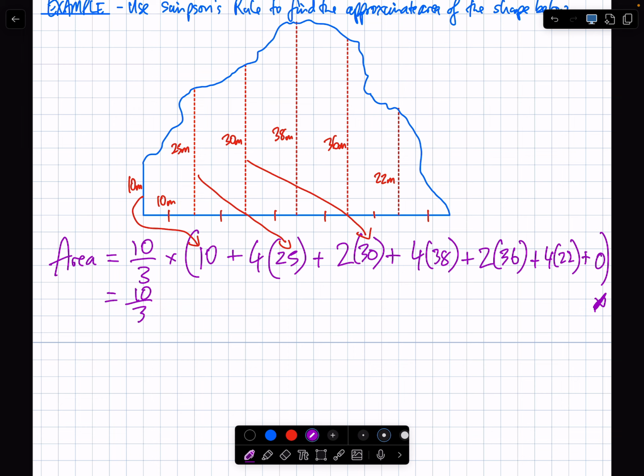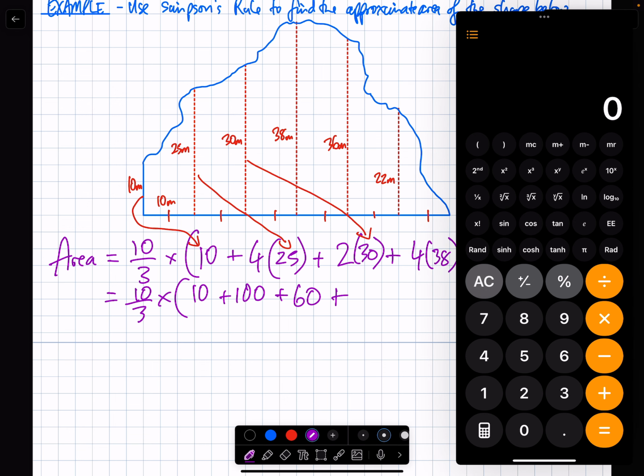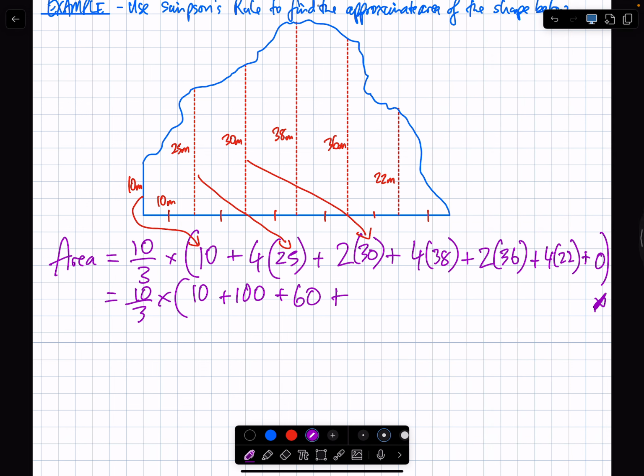Leave the 10 over 3. That's going to be an approximate. Is there anything stopping me working out what 4 times 25 is? Calculator, 100. 2 times by 30, 60. 4 times by 38, 120, but then the 4 times by 8 is going to be 32. I think it's going to be 152. I'll just 4 times 38, 152. 2 times 36, 72. I know that off the top of my head. 4 lots of 22, 88, plus nothing at the end.